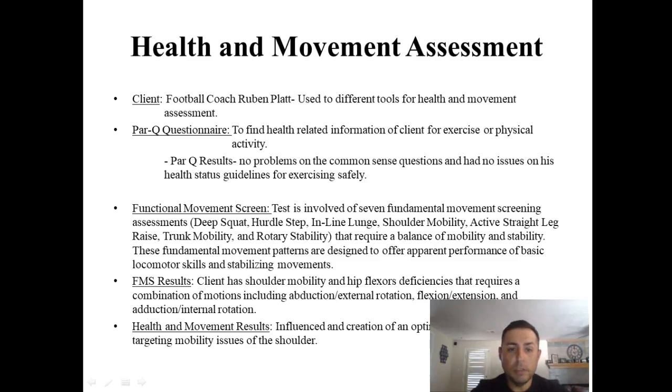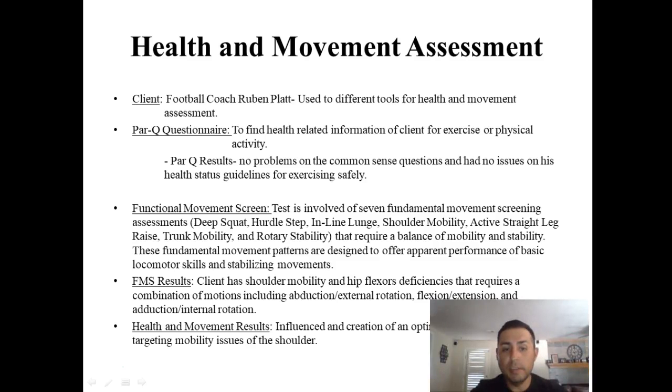Now, the functional movement screen is a test involving 7 fundamental movement screening assessments, which are the deep squat, hurdle step, inline lunge, shoulder mobility, active straight leg raise, trunk stability push-up, and rotary stability. This test requires a balance of mobility and stability, and these fundamental movement patterns are designed to offer an apparent performance of basic motor skills and stabilizing movements.